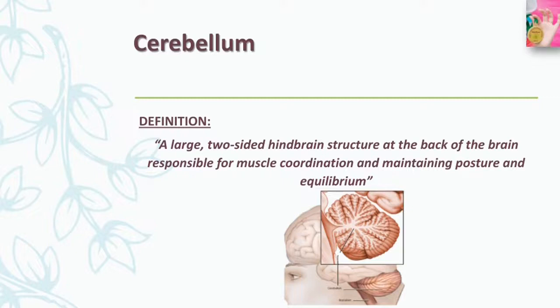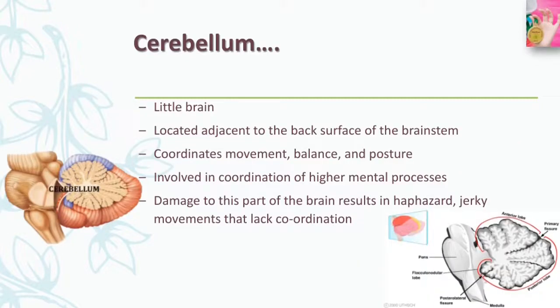So let's talk about the cerebellum. Cerebellum definition: a large two-sided hindbrain structure at the back of the brain responsible for muscle coordination and maintaining posture and equilibrium. Cerebellum is also known as little brain, because it is a relatively large and deeply folded structure located adjacent to the back surface of the brainstem. The cerebellum is involved in the coordination of movement and is critical to the sense of equilibrium or physical balance.